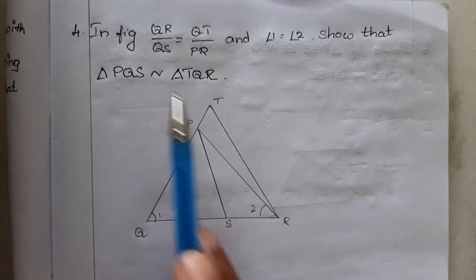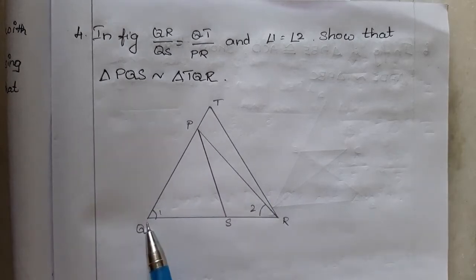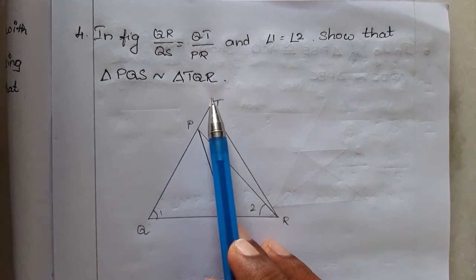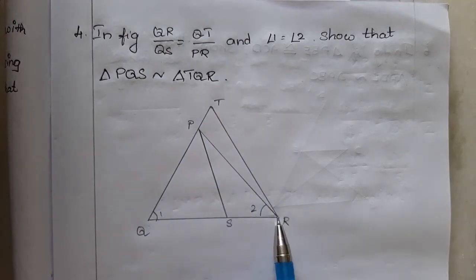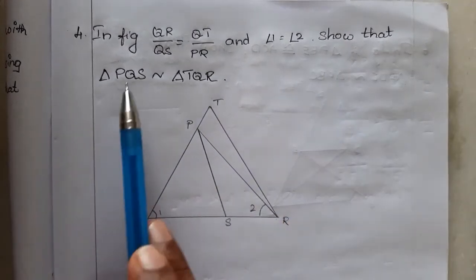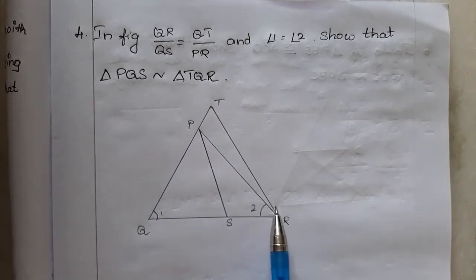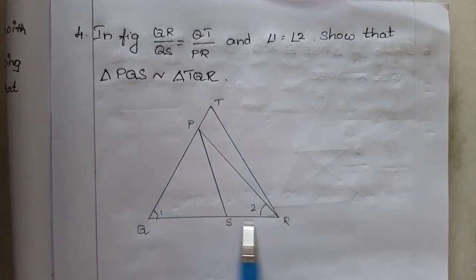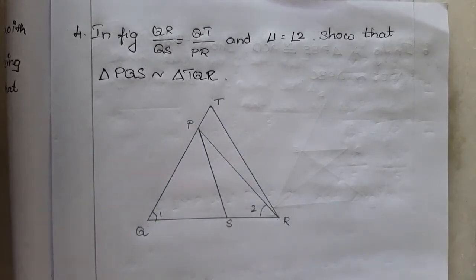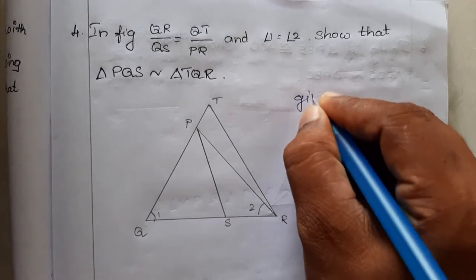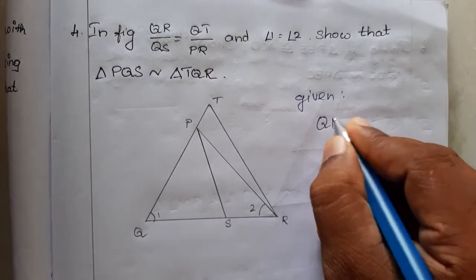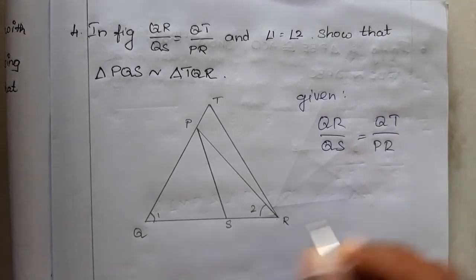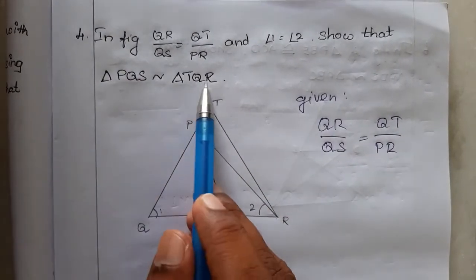So here we go for the next problem. In the figure, QR divided by QS is equal to QT divided by PR, and angle 1 is equal to angle 2. Show that triangle PQS is similar to triangle TQR. So these two triangles are similar, we have to prove. So what is given? Given is QR by QS is equal to QT by PR.